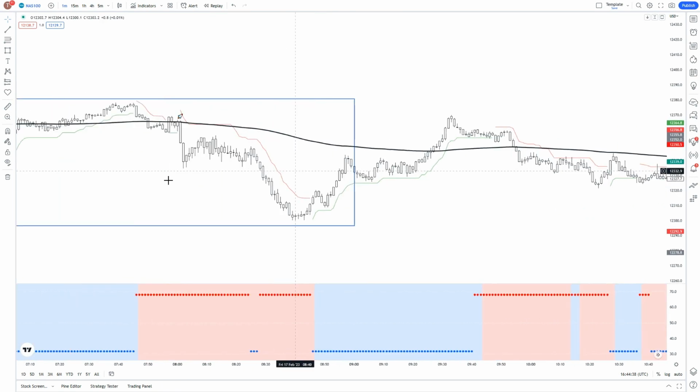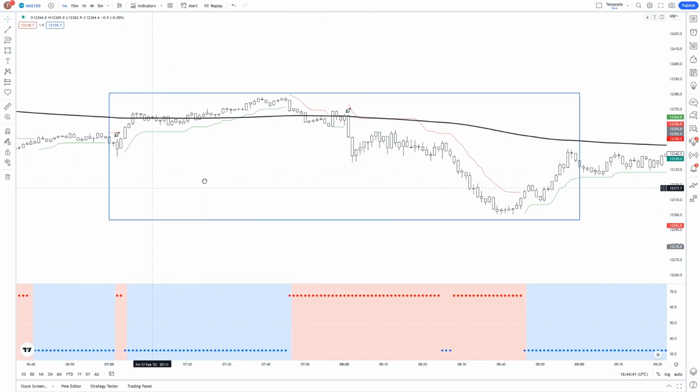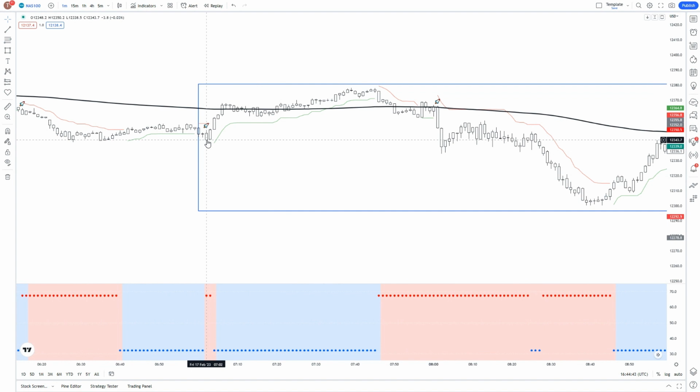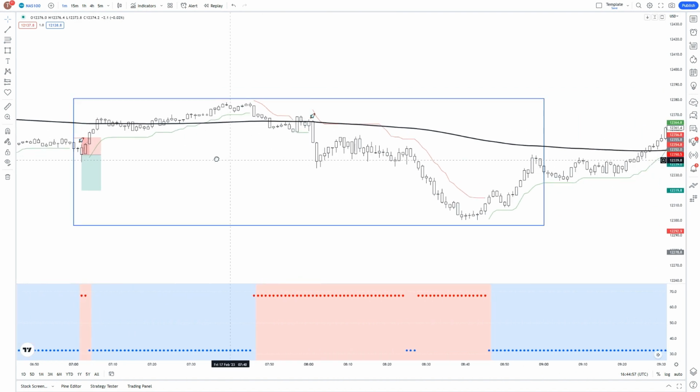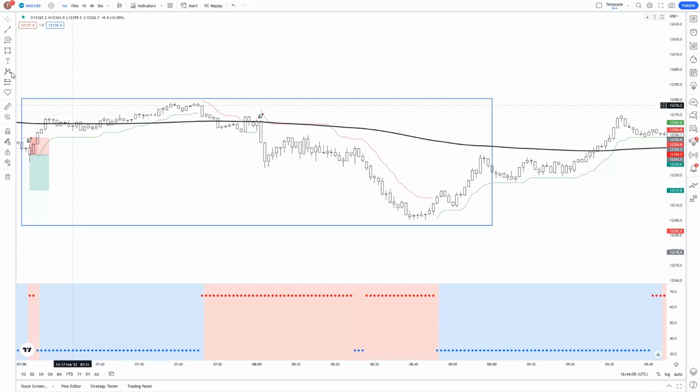Let's have a look. This first trade here would have been valid and hit our stop loss at the chandelier line. This second trade right here though would have been the money maker. Let's set a short position at the close of the candle with the rocket on.